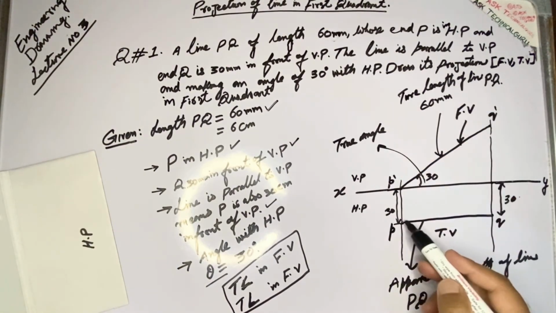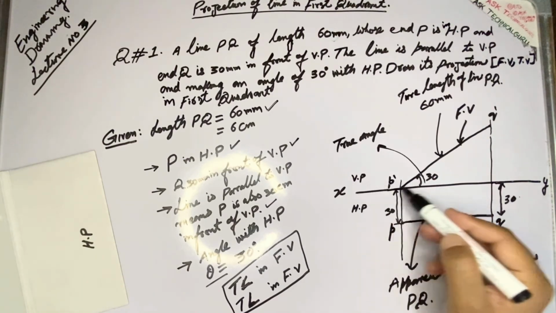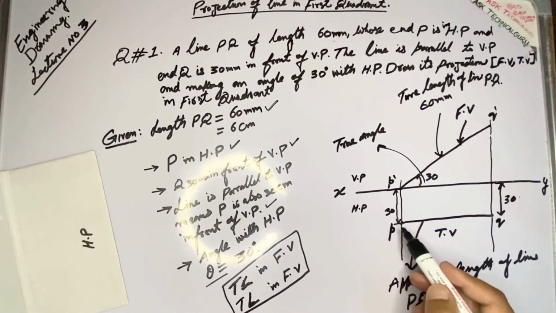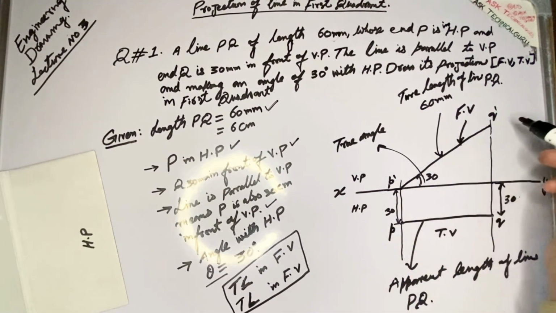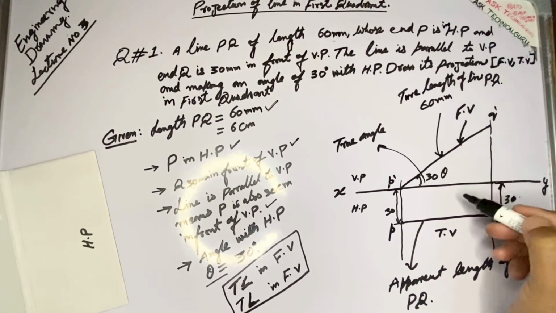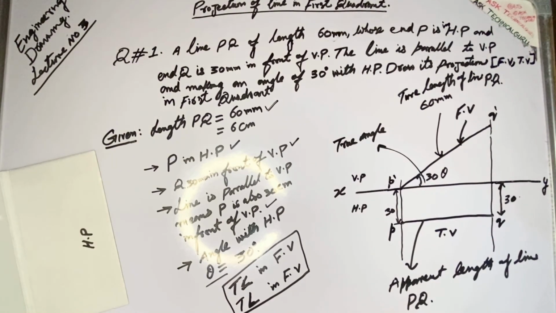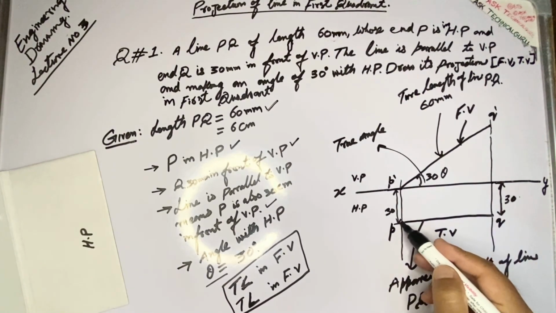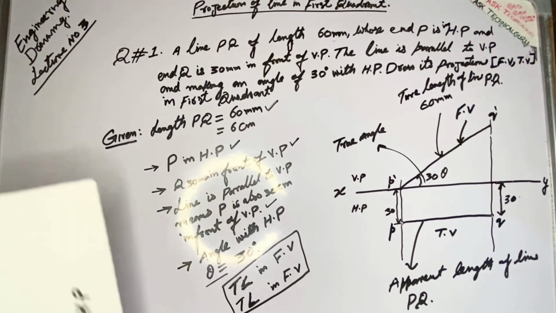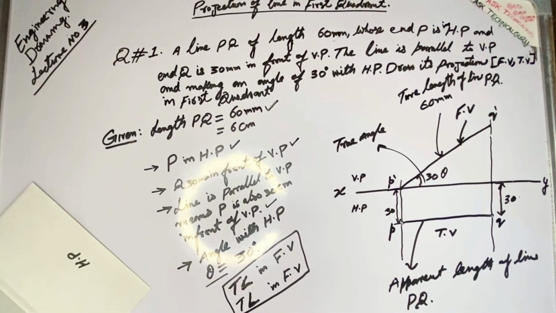This is vertical plane. You can see this line is parallel to this XY line. This means that the line is parallel to vertical plane but inclined to horizontal plane. The inclination theta is visible to us in front view, and the parallel condition of the line is visible to us in top view. Okay, I think you have got the point. This is a very simple question of the line which is parallel to vertical plane and inclined to horizontal plane.